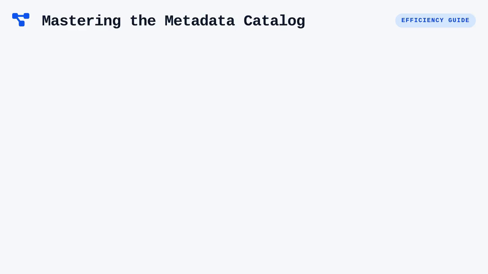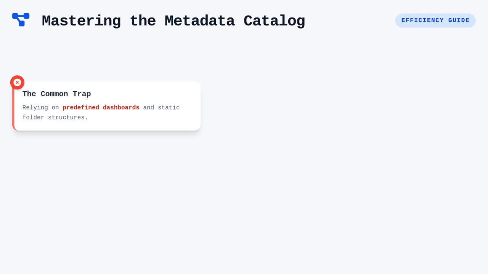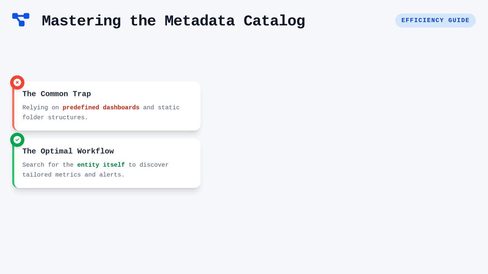The platform metadata catalog is frequently underutilized by new users who tend to rely on predefined dashboards. Instead of searching for a visualization, you should search for the entity itself, and then let the catalog guide you to the relevant metrics and alerts. This workflow ensures that you are always looking at the most relevant data for the specific component under investigation.